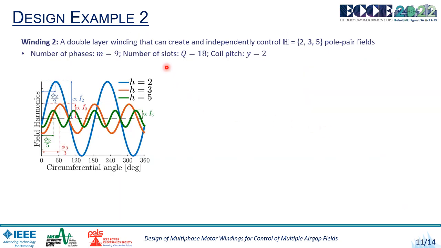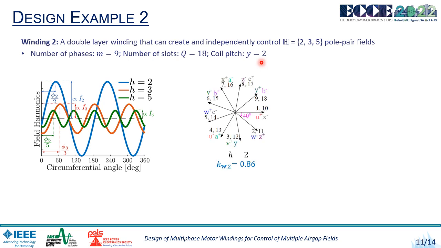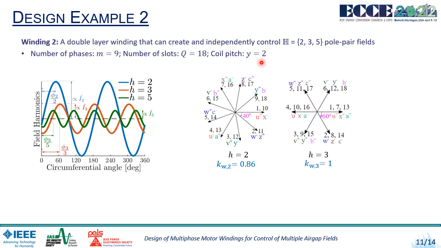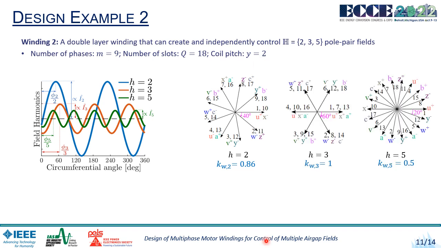The second design example aims to create a double layer winding that can create and independently control air gap magnetic fields with 2, 3, and 5 pole pairs. For this, we require a 9-phase machine with 18 slots and a coil pitch of 2. The star of slots for h equals 2, or the 2 pole pair field, the 3 pole pair field, and the 5 pole pair field is drawn as shown here.